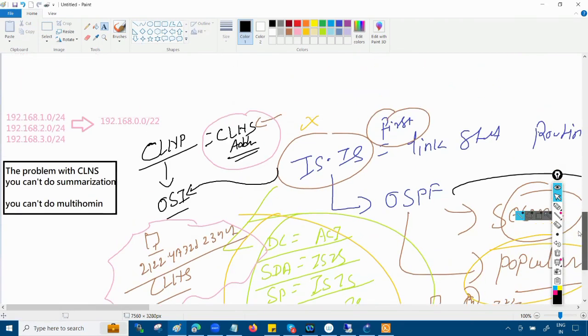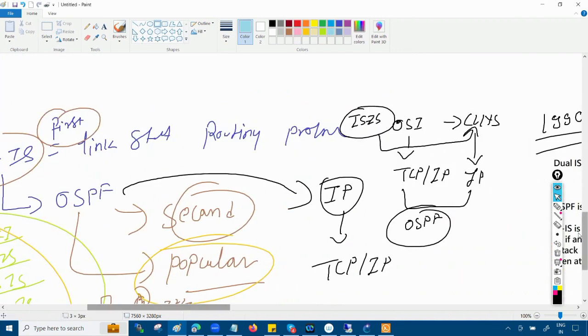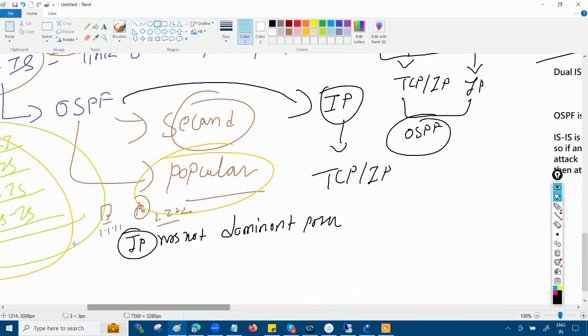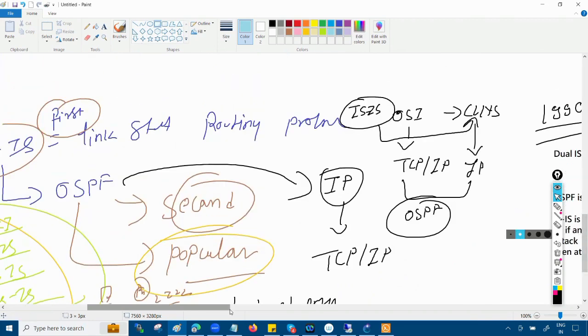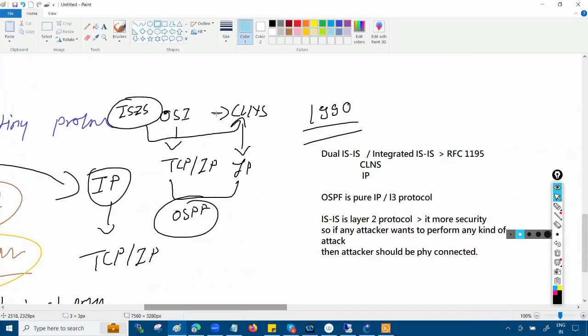But the problem with CLNS is what? You cannot do summarization and you cannot do multi-homing in CLNS, right? But with the help of IP, what happened? You can do summarization, you can do multi-homing too. So that's why people gradually picked IP, and in the market nowadays, IP has become the dominant protocol. Previously, IP was not dominant; CLNP was. We have seen that IS-IS is for the OSI model, with CLNS as the addressing mechanism.